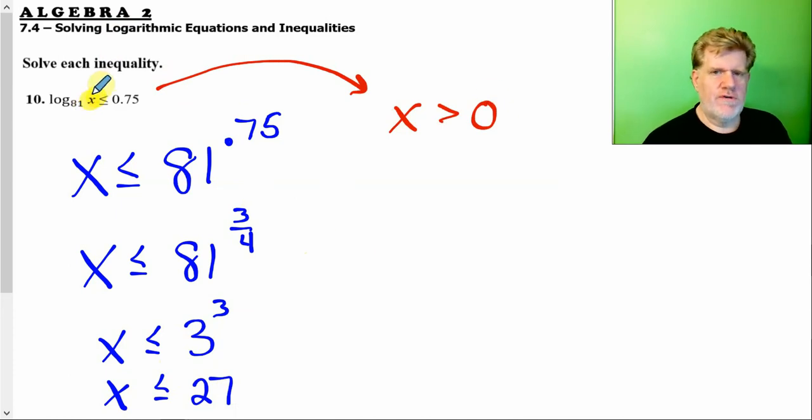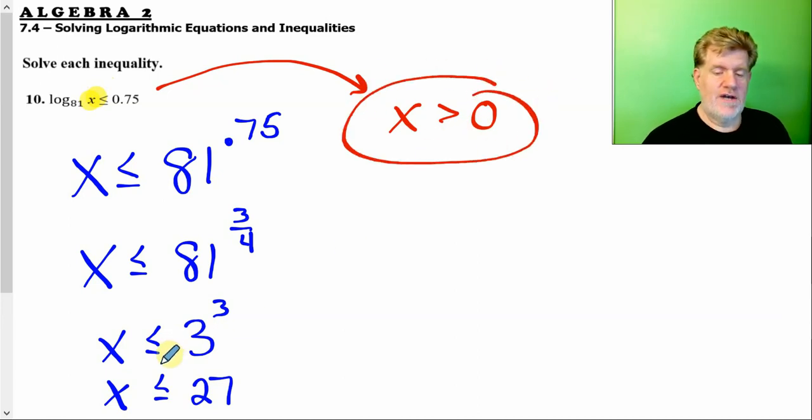There's no power that will give you an answer of 0. There's no power that will give you an answer of a negative number. So there's nothing to calculate. I just know this is true. I know x has to be greater than 0. I know x has to be less than or equal to 27.